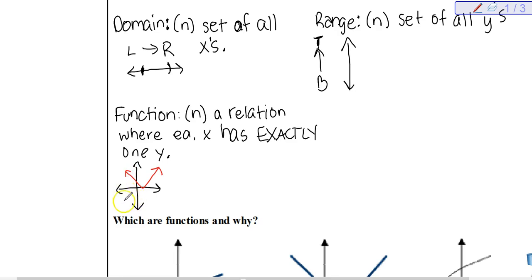How can I tell by looking at that that that's a function? What test do I use, Isaac? The vertical line test, where if I were to take a vertical line like so, and then drag it across my graph, I would only ever touch the red graph in one spot at a time. That makes that a function because each x has exactly one y.